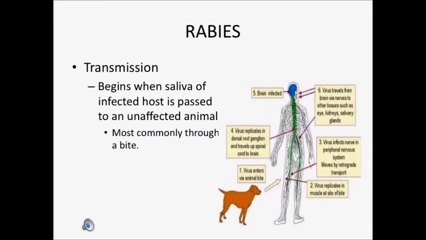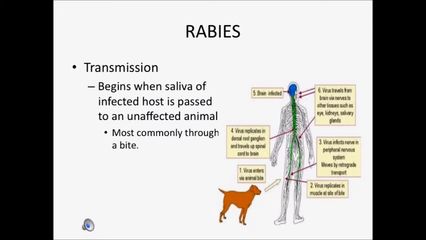I will use the example of the picture on the slide of the dog biting the human to discuss the transmission of rabies. Most commonly, the transmission begins through a bite. And then, once bitten, the virus replication in the muscle at the site of the bite begins. And the virus infects the nerve in the peripheral nervous system and then moves by retrograde transport.